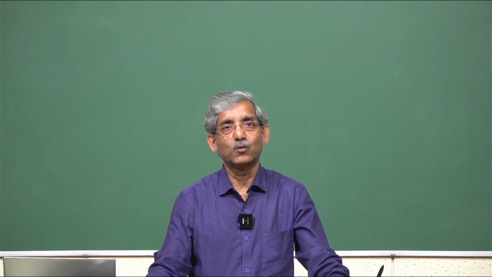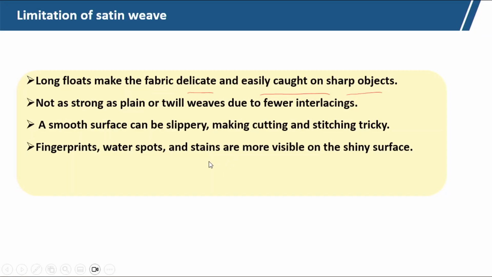Fingerprints, pins, water spots and stains are more visible on the shiny surface. So, because of this type of fabric, it can get stained very easily, and water spots show.